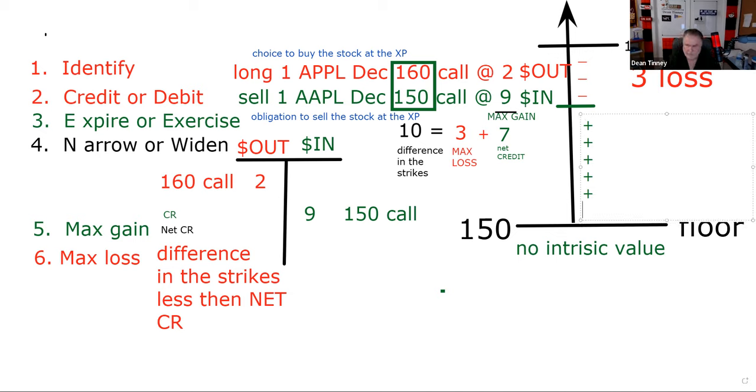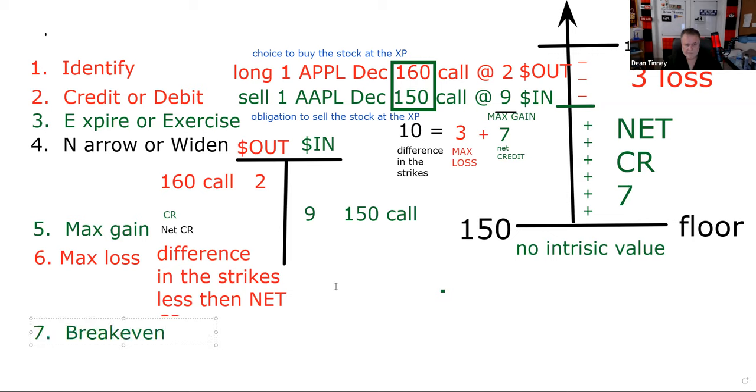We said that whatever those two numbers are, they have to add up to the difference in the strikes. Now, the next thing we got to do, we said there's 8 things. The next thing we have to be able to do is calculate the breakeven. Test taking trick again: if we shop our answer set, we know that the breakeven has to be somewhere between 150 and 160. So we could toss out of the answer set any numbers that aren't in that range.